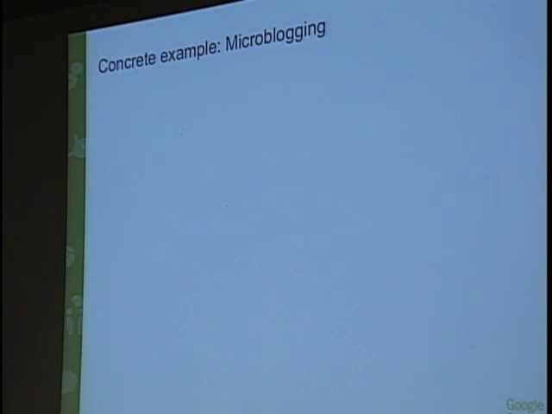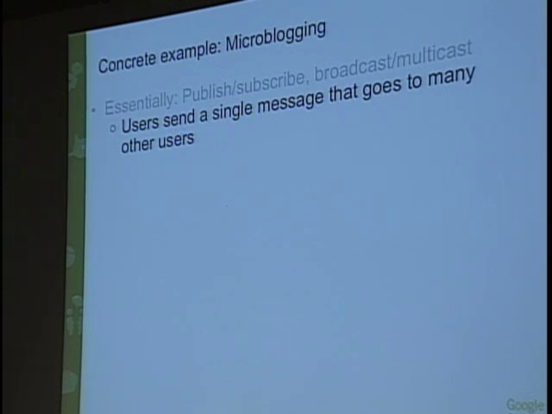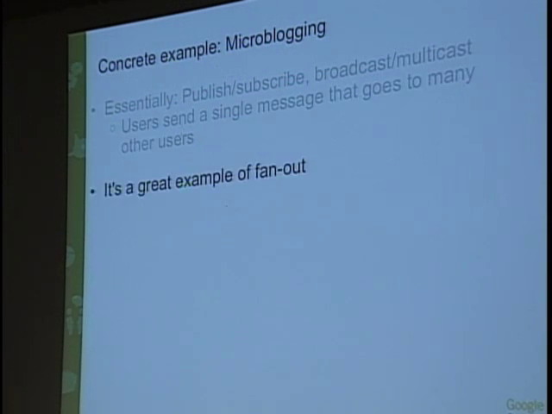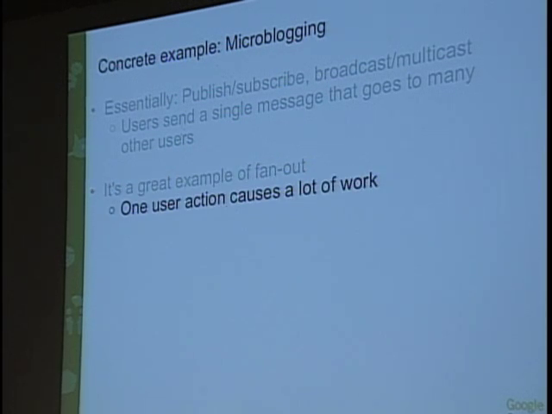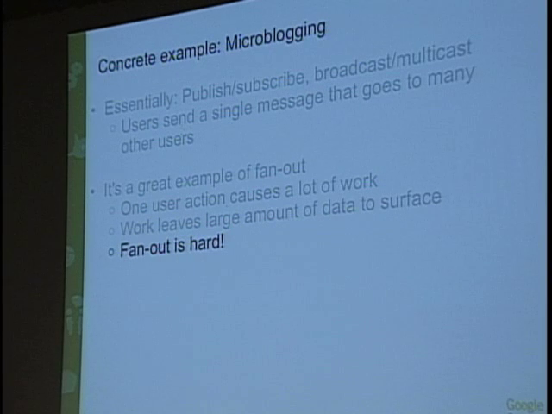So let's look at a concrete example, microblogging, something like Twitter or Jaiku, which is essentially a publish-subscribe or a broadcast-multicast model. Users send a single message, a status message, a short bit of text, that goes out to many other users. It's a great example of what we call fan-out, from one to many. One user action causes a lot of work in the system, and leaves a large amount of data that needs to be accessed. And frankly, fan-out is hard. It's difficult to do this one-to-many model.